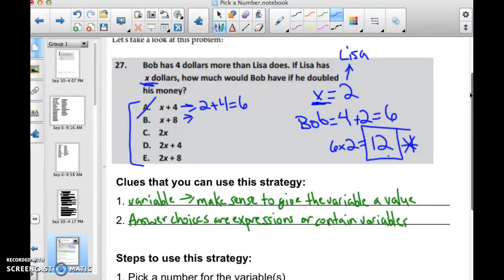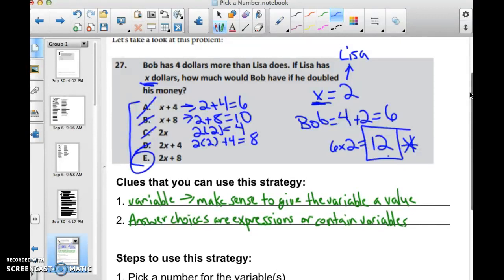B, that's 2 plus 8, which is 10. 10 is not 12. B is not the answer choice. C, 2 times x. Well, x is 2, so this would be 2 times 2. That's 4. That doesn't work. Let's try D. 2 times 2 plus 4 equals, 2 times 2 is 4, plus 4 is 8. That doesn't work. So my answer choice has to be E.